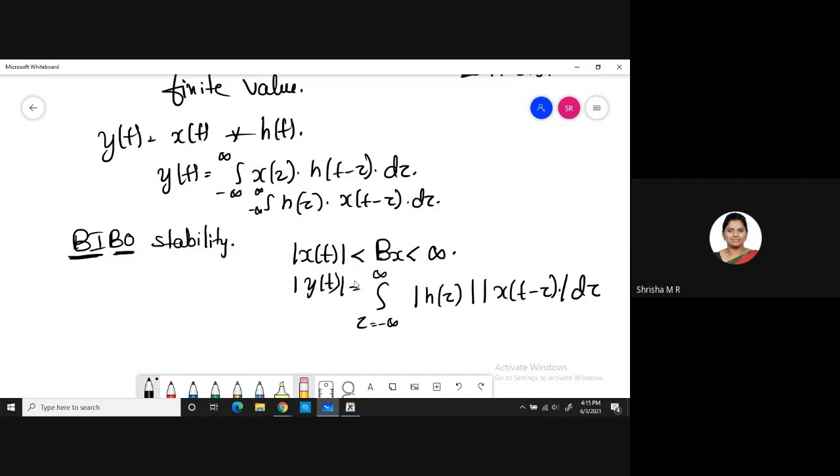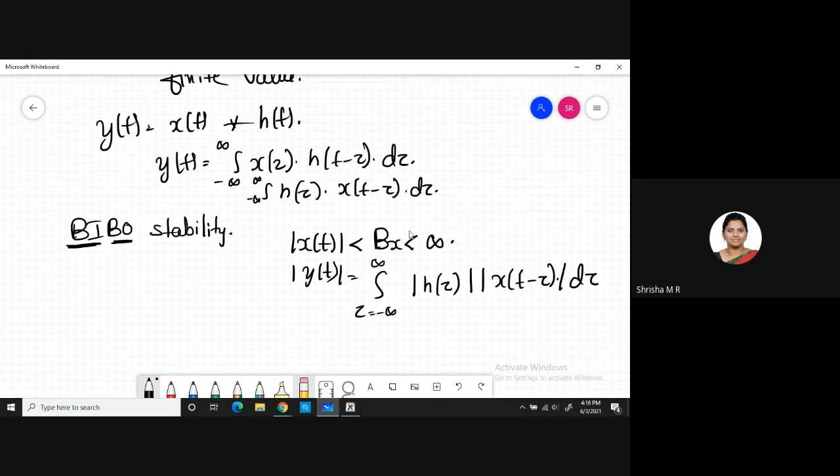If our input is some finite value less than infinity, then modulus of y of t is equal to integral tau equal to minus infinity to infinity h of tau into x of t minus tau into d tau. This is the condition for the output to be bounded for a system to be stable. Okay, for continuous time signals, this is the equation. For discrete time signals, we shall see.